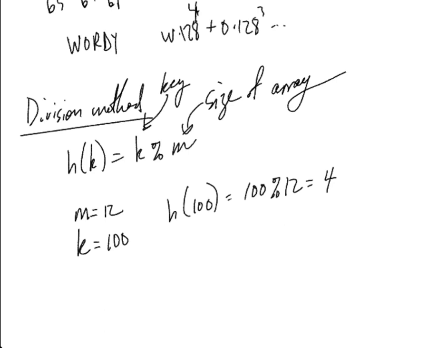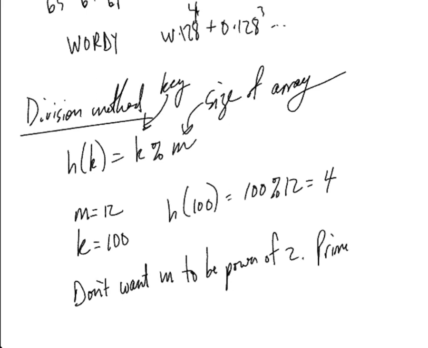And so with the division method, we don't want m to be a power of 2. And a prime number far from a power of 2 is good.